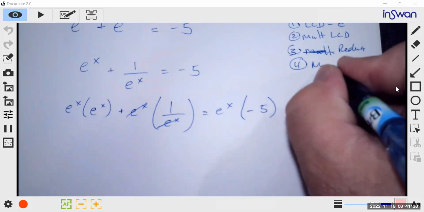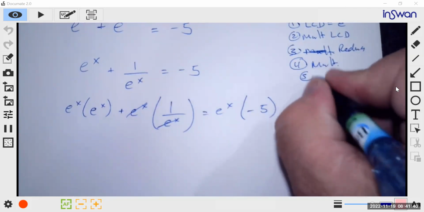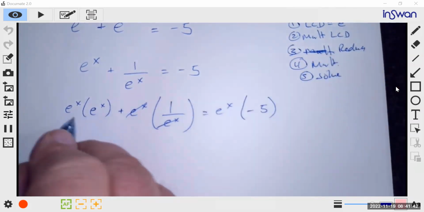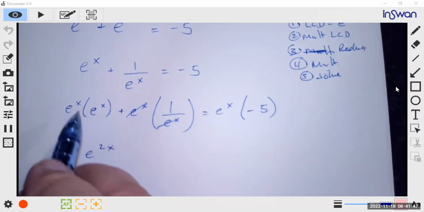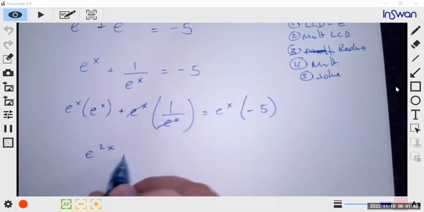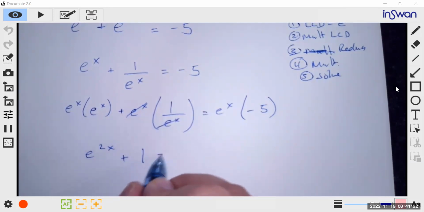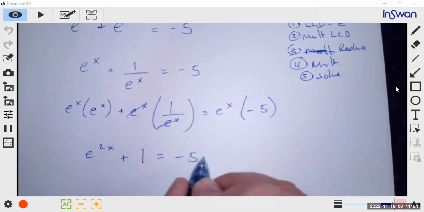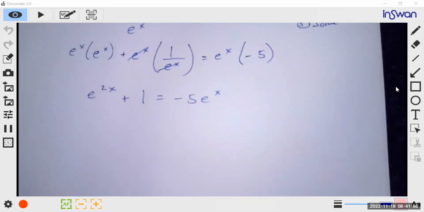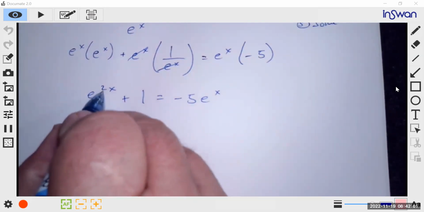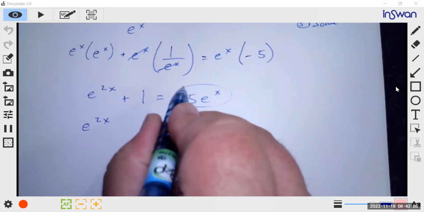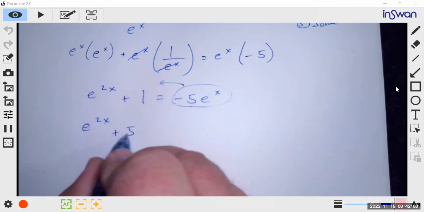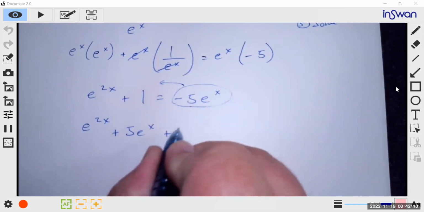Step 4 is multiply. And then step 5 is solve. e to the x times e to the x is e to the 2x, because you add the exponents. x plus x is 2x. The e to the x's cancel. So it's -5 e to the x. It's a square term, so it's quadratic. Move this term. So we add 5 e to the x to both sides.